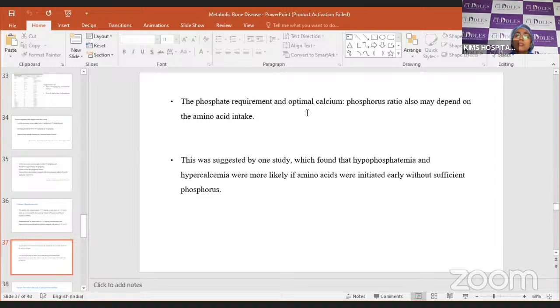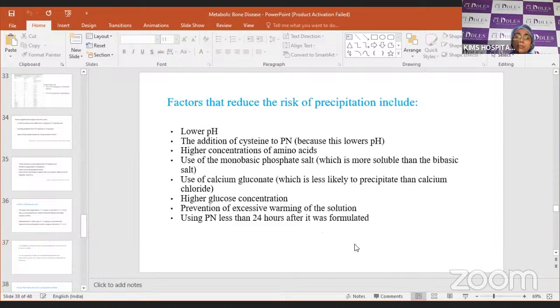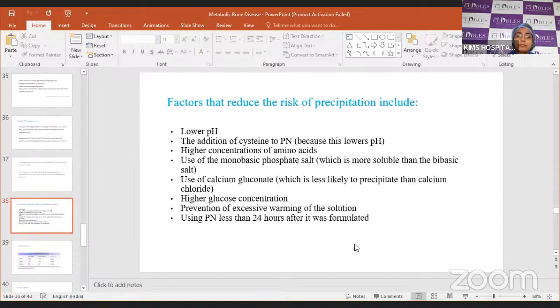The phosphate requirement and optimal calcium phosphorus ratio also depend upon the amino acid intake, and this was taken from a study which found that hypophosphatemia and hypercalcemia are more likely if amino acids were initiated early without sufficient phosphorus supplementation.